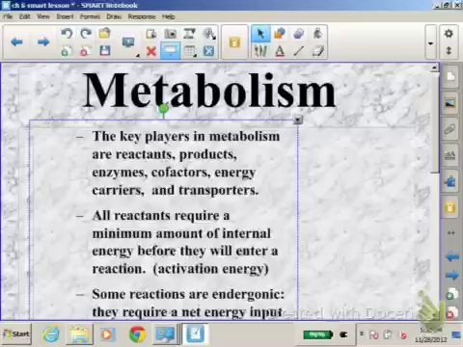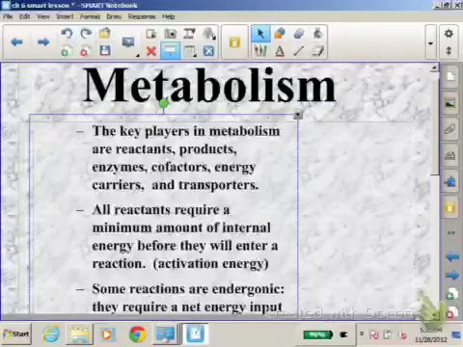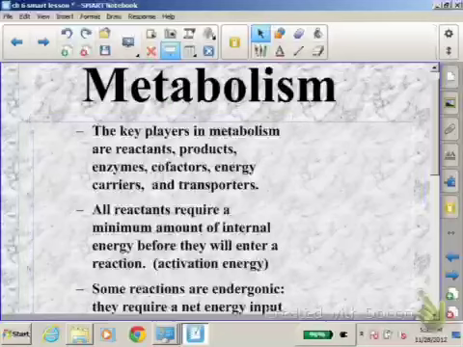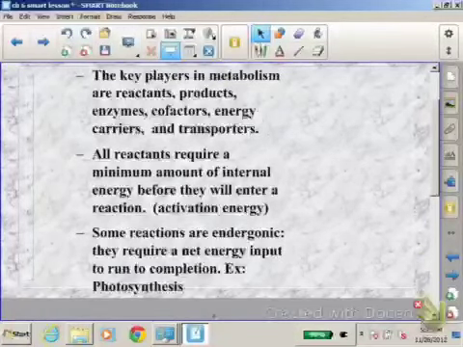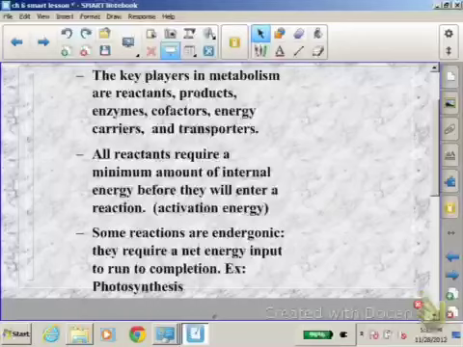Okay, so it says some reactions are endergonic. And what that means is that they require a net energy input to run to completion. Photosynthesis is an example of this. So you take the energy from the sunlight and the energy goes into those chemical reactions in plants and allows plants to produce sugar. That is an endergonic reaction.